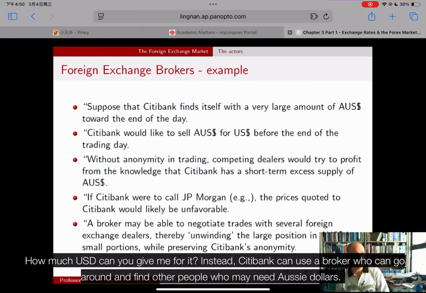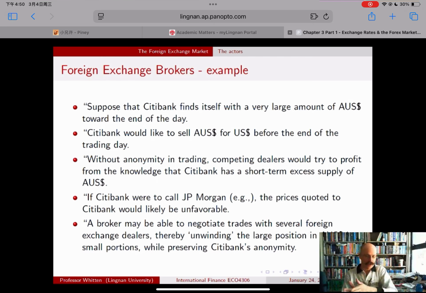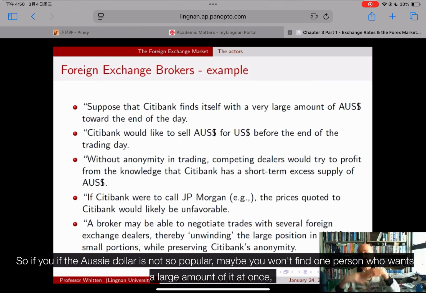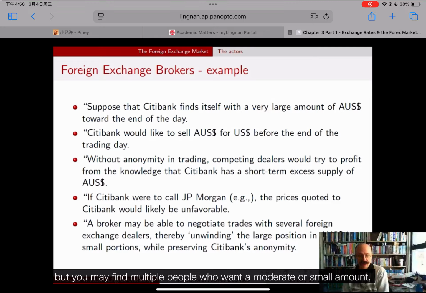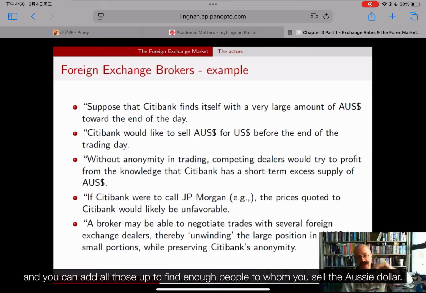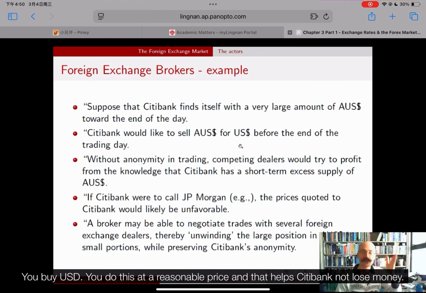Instead, Citibank can use a broker who can go around and find other people who may need Aussie dollars. So if the Aussie dollar is not so popular, maybe you won't find one person who wants a large amount of it at once, but you may find multiple people who want a moderate or small amount, and you can add all those up to find enough people to whom you sell the Aussie dollar, you buy USD, you do this at a reasonable price, and that helps Citibank not lose money.